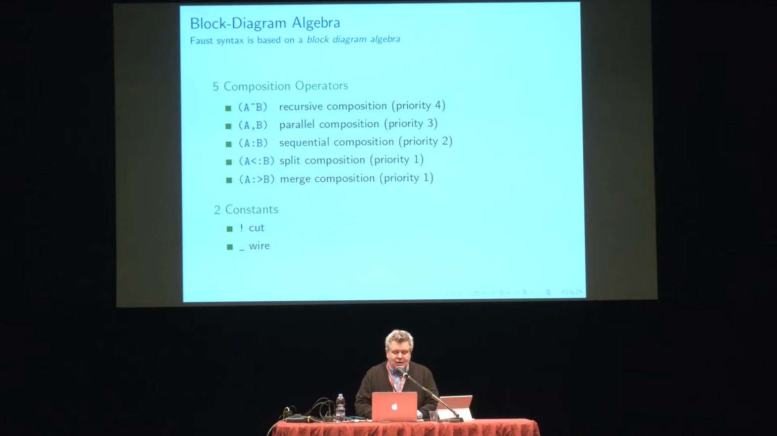Okay? So for example, if you want to create a stereo wire, you can use this underscore sign combined with a parallel composition and another underscore sign. So underscore, comma, underscore will be a stereo wire.